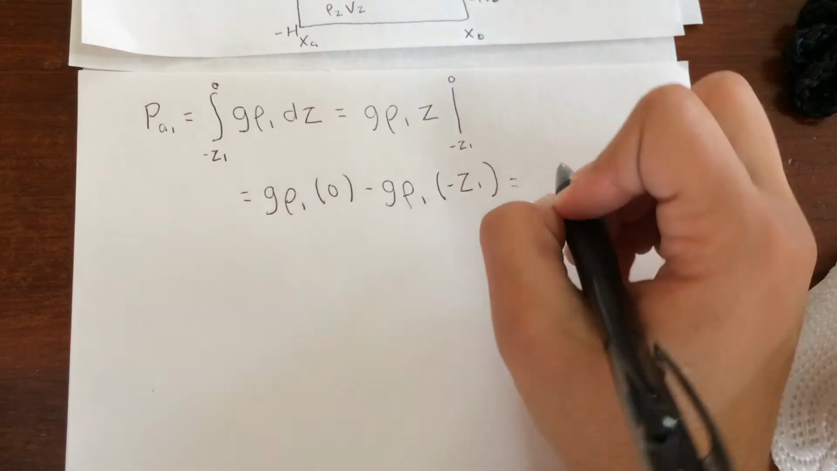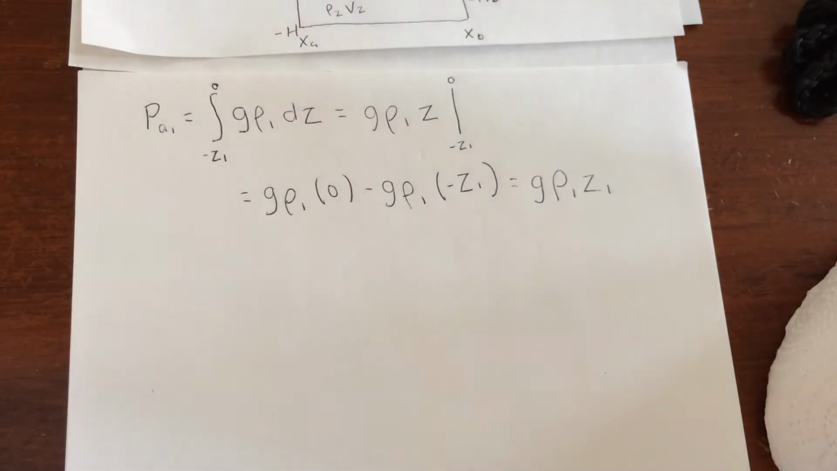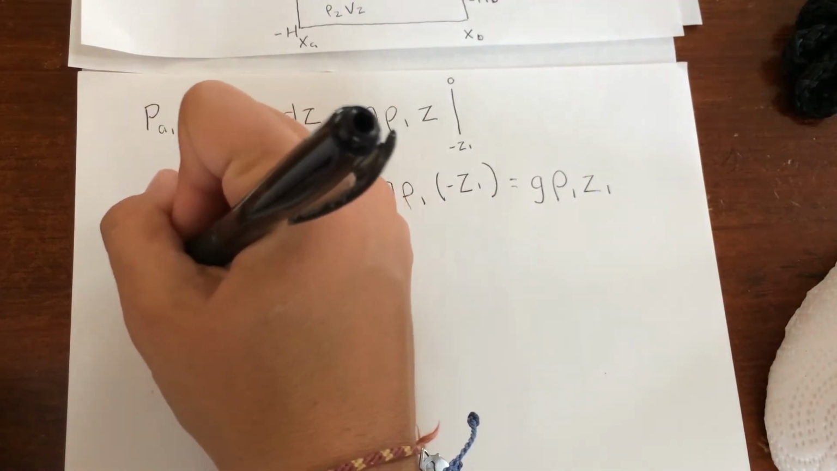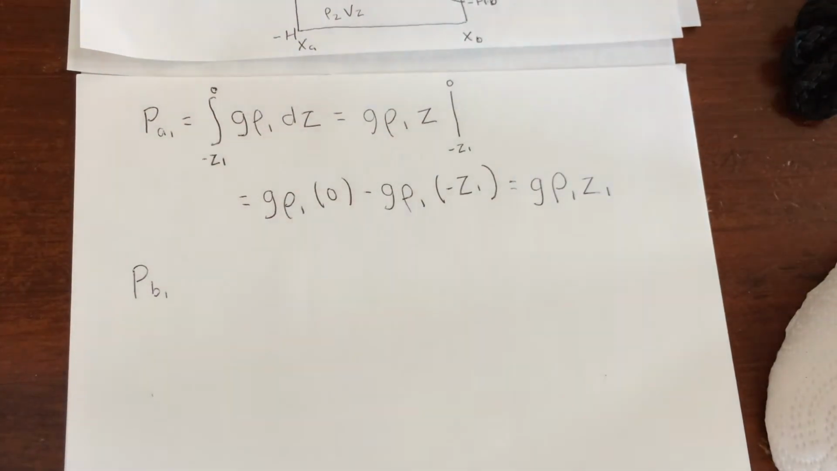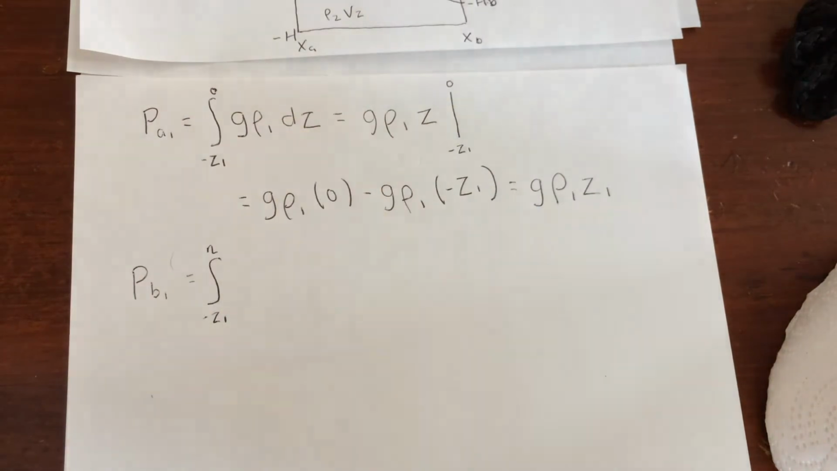Okay, so we'll solve our integral for pressure at A in the top layer, like we did before, to arrive at the following solution. Pressure at B in the top layer can be solved for in a similar way, except this time we integrate between the height of the free surface eta and depth negative Z1.